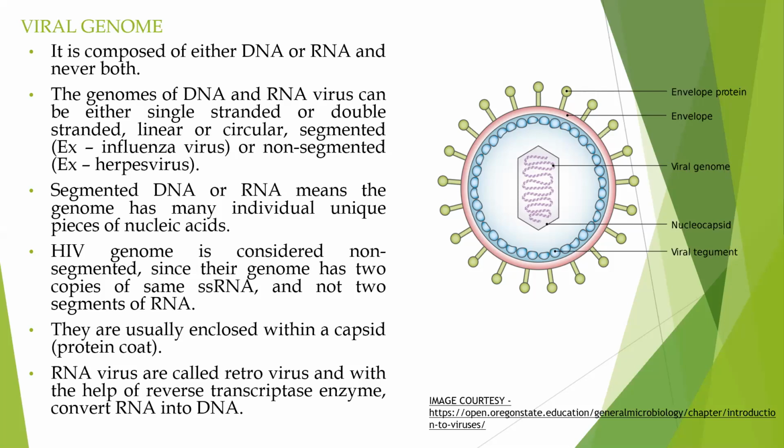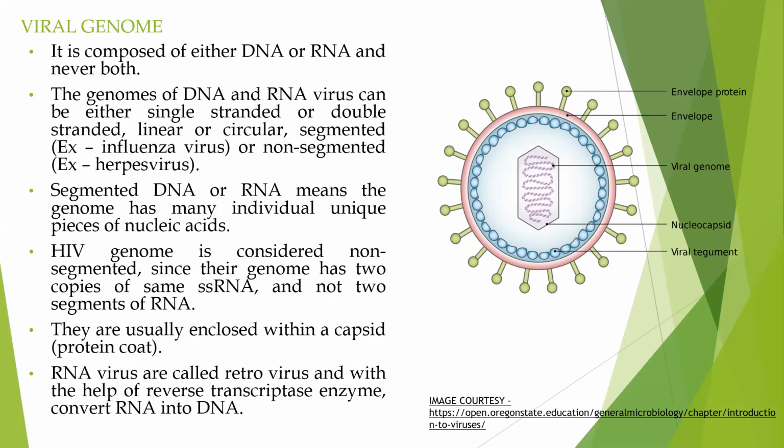Now, what is the meaning of segmented and non-segmented genome? The segmented genome means when the genome has many individual unique pieces of nucleic acids. Now, you have to understand that these are not copies. These are individual pieces of nucleic acid. Now, when we have more than one copy, that means these copies are coming from one single genetic material, then these are not called as segmented DNA. Did you understand? So segmented DNA means what? It is a genome that has many individual unique pieces of nucleic acid.